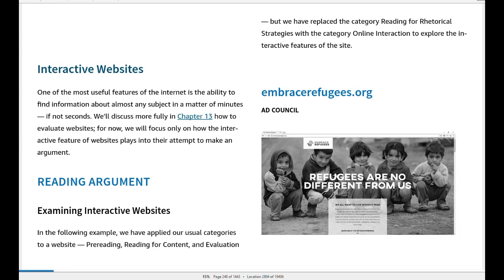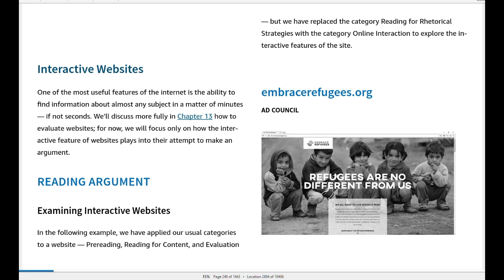Interactive websites. One of the most useful features of the internet is the ability to find information about almost any subject in a matter of minutes, if not seconds. We'll discuss more fully in Chapter 13 how to evaluate websites. For now, we will focus on how the interactive feature of websites plays into our attempt to make an argument. Reading argument. Examining interactive websites.